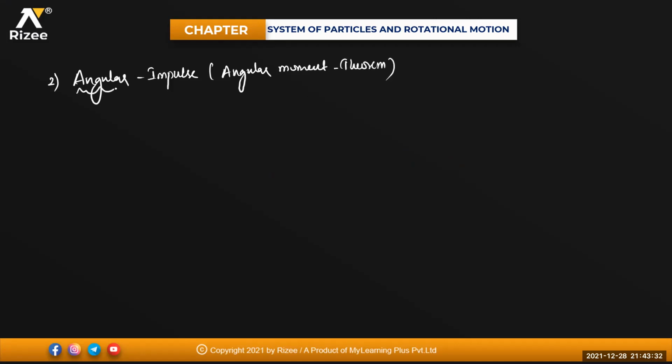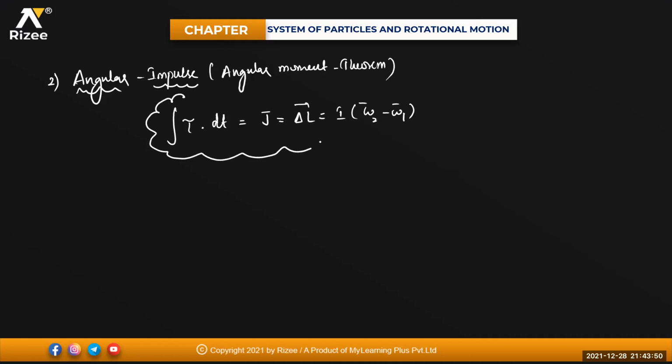Angular momentum theorem. Angular impulse. The line integral of tau dt will be equal to the impulse, that is equal to the change in angular momentum, or I into (omega 2 minus omega 1), because L is equal to I omega. So the integral of tau dt is equal to the angular impulse, represented by J. That is also equal to delta L. Delta L is the change in angular momentum.